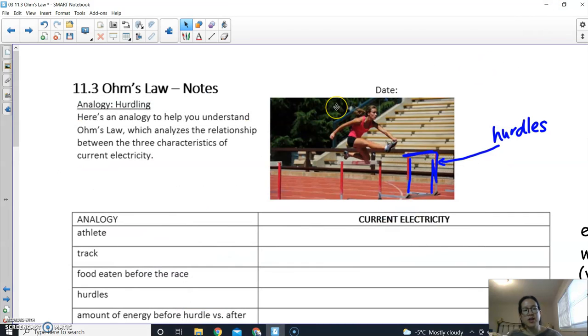So we're going to be using a different analogy in order to understand Ohm's law, which analyzes the relationship between the three characteristics of current electricity. What we have here is a hurdler. A hurdler is someone that runs and jumps over these fence-like posts. We're going to draw from this analogy to understand a little bit better.